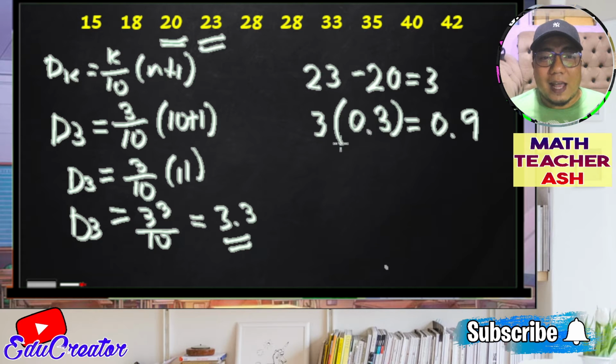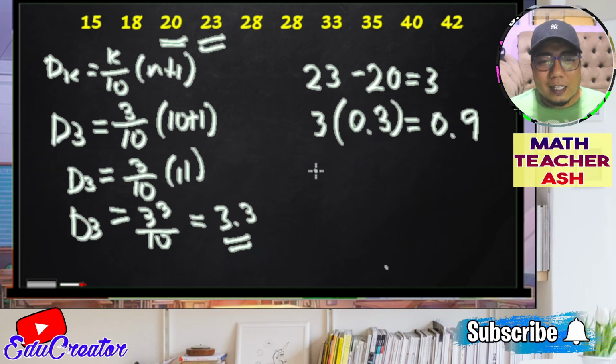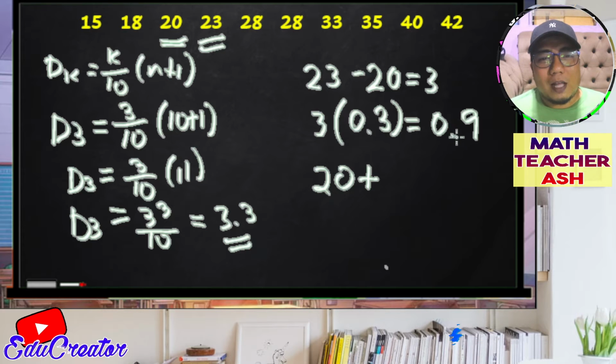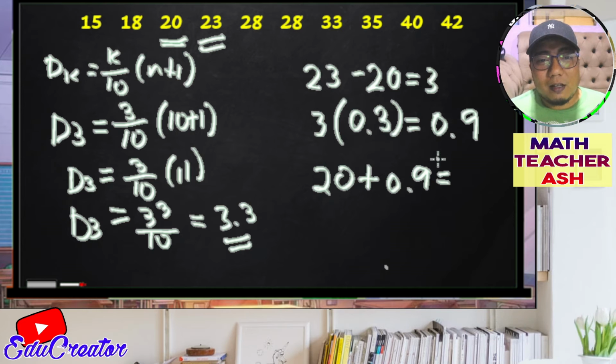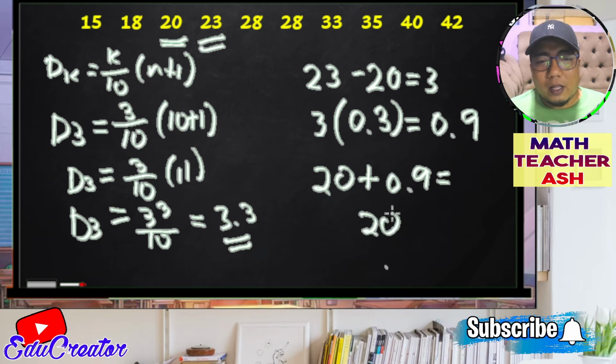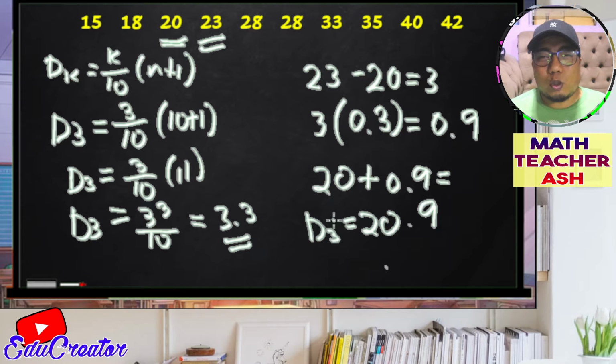Now, if you have the answer right now, what you need to do next is to add the small number in the subtraction, which is this one, by the result of the latest step. That is 0.9. So we have 0.9 as our additional number. So 20 plus 0.9, that will be 20.9. Therefore, our value for the third decile is 20.9.